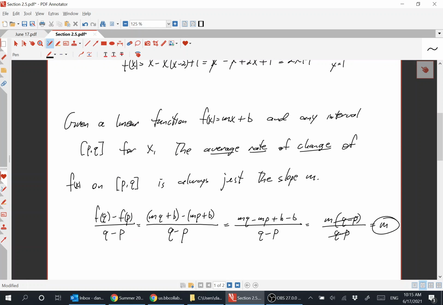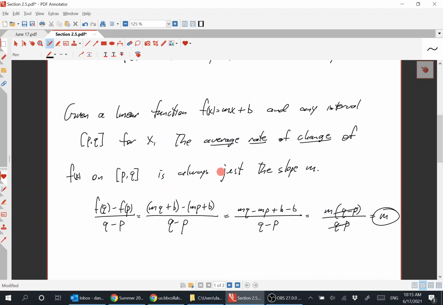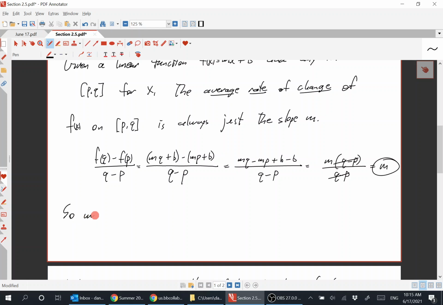Given a linear function, f of x equals mx plus b, and any interval pq for x, the average rate of change of f of x on pq is always just the slope. So the slope of the line, in terms of rate of change, is the rate of change. It's a constant rate of change. Right? So we say that linear functions have a constant rate of change.